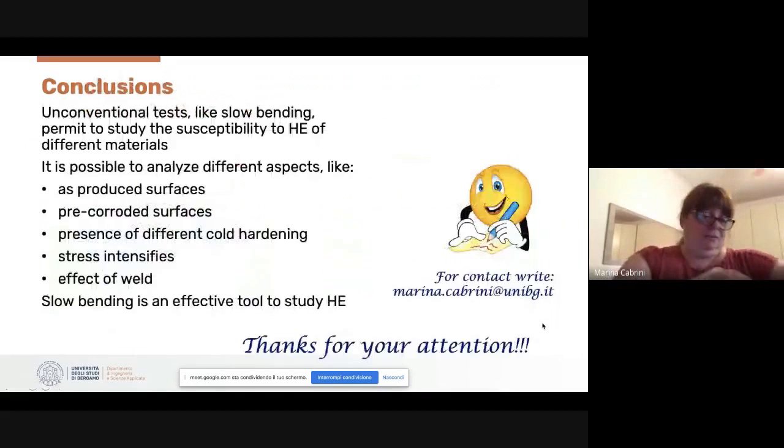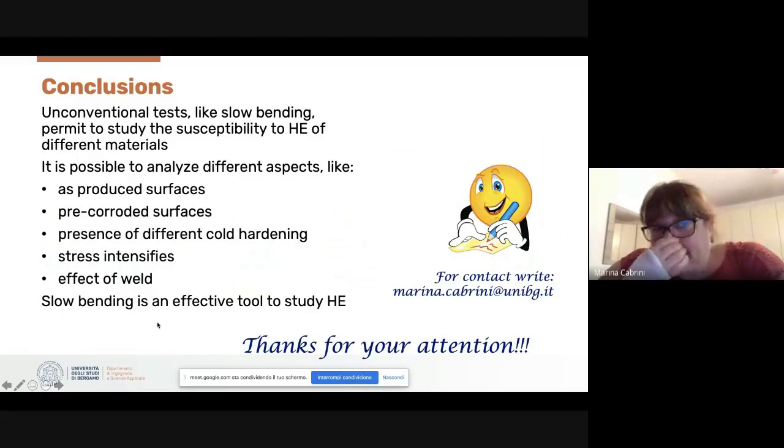Now, as conclusion, I can say that unconventional tests like slow bending permit us to study the susceptibility to hydrogen embrittlement on different materials, and that it is possible to analyze different aspects like as-produced surfaces, pre-corroded surfaces, presence of different cold hardening, and the stress intensification effect of welds. For this reason, slow bending is an effective tool to study hydrogen embrittlement.